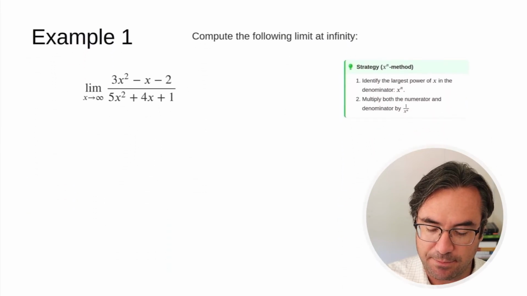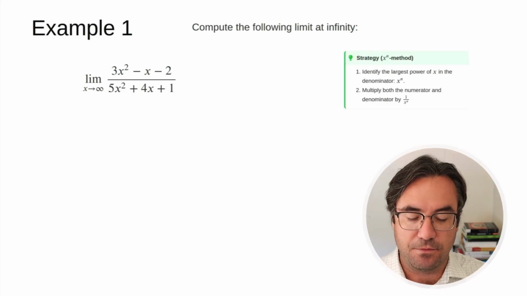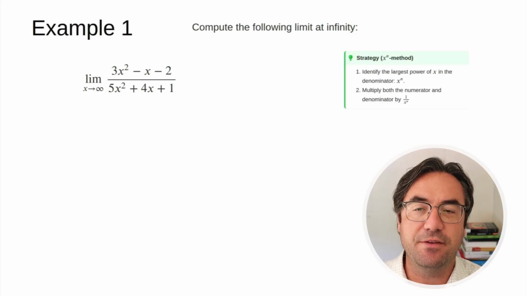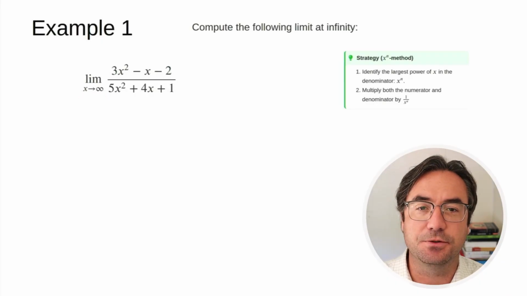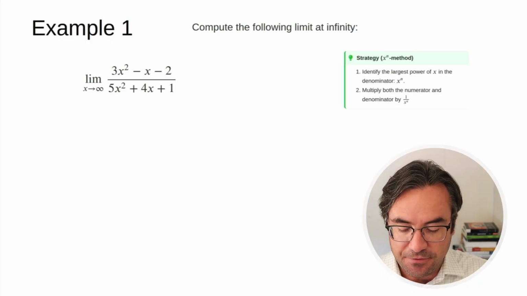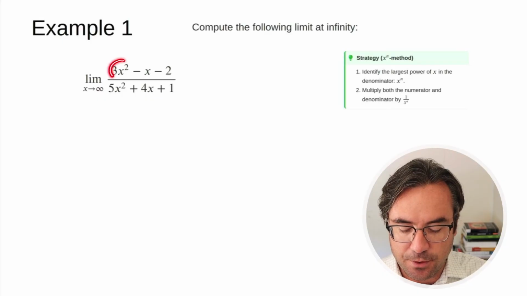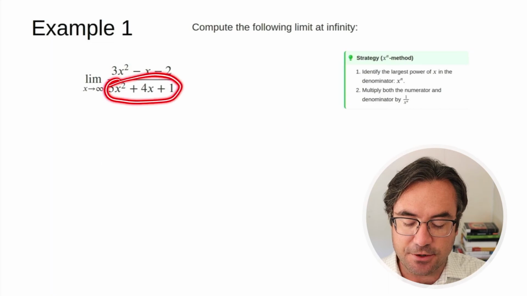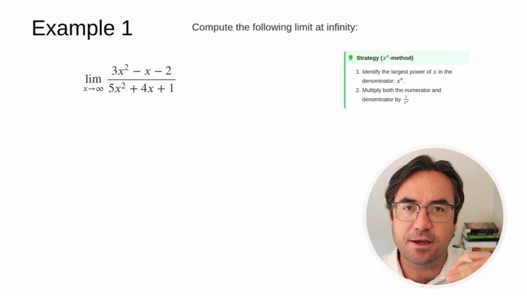But I want to look at one example, and that is this function: 3x squared minus x minus 2 over 5x squared plus 4x plus 1. And we want to investigate this as x goes to infinity. Our strategy here: if x is getting really big, the tricky thing is that the numerator is going to get really big because we have a 3x squared, and then the denominator is also going to get really big because we have that 5x squared there. So there's kind of a competition.